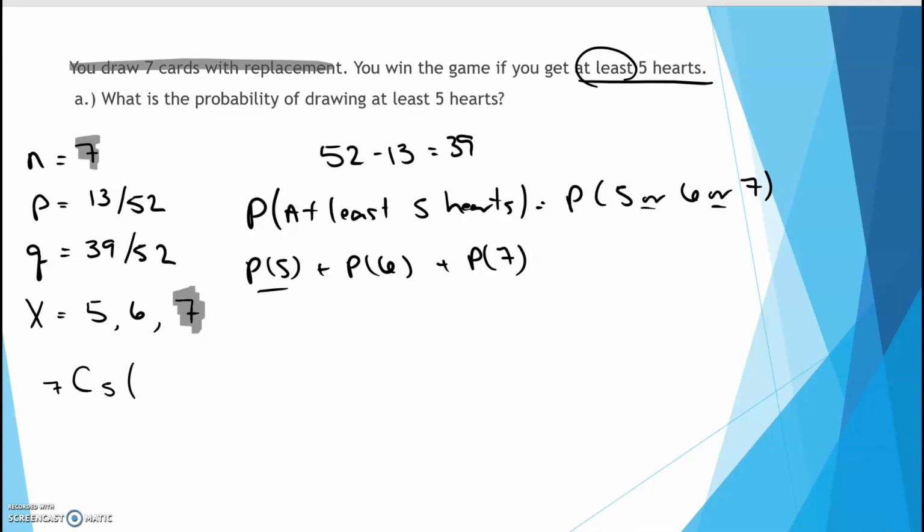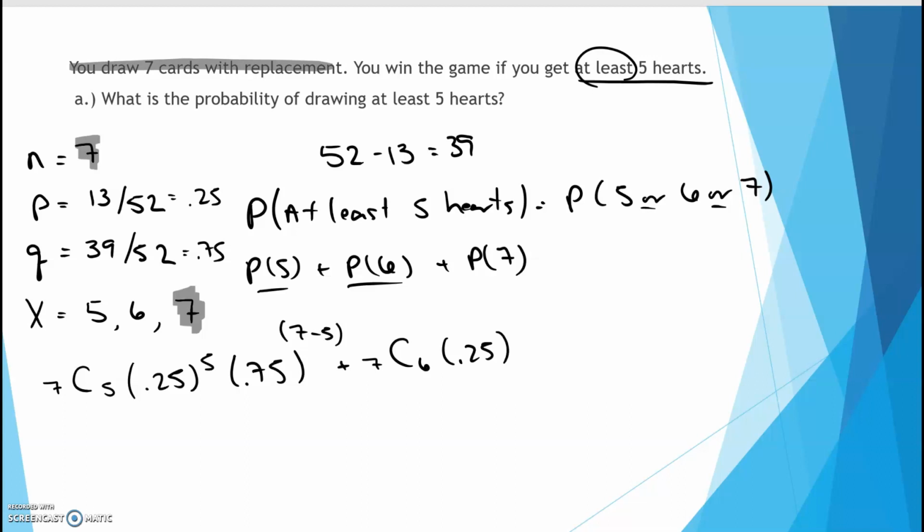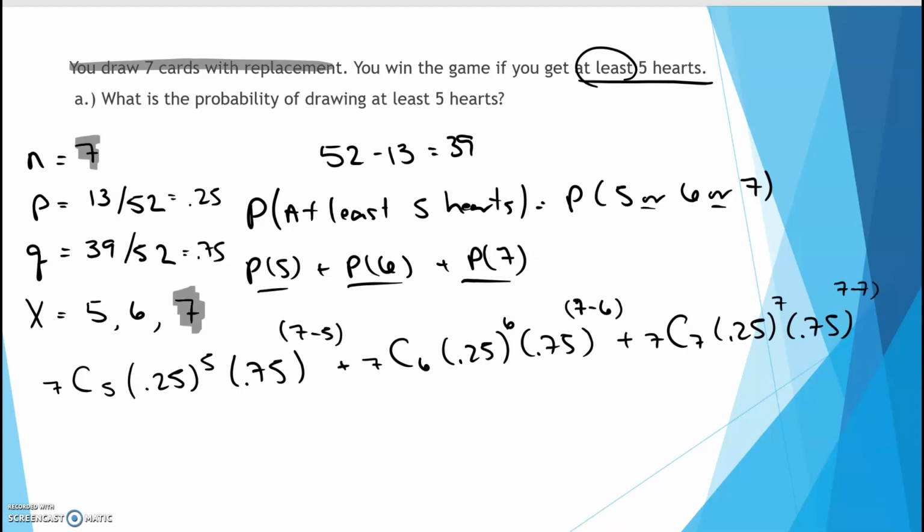And then notice that this is 0.25. This is 0.75. So 0.25 raised to 5 times 0.75 raised to 7 minus 5, plus 7 combination 6, 0.25 raised to 6, 0.75 raised to 7 minus 6. And then the last one, 7 combination 7, 0.25 raised to 7, 0.75 raised to 7 minus 7.